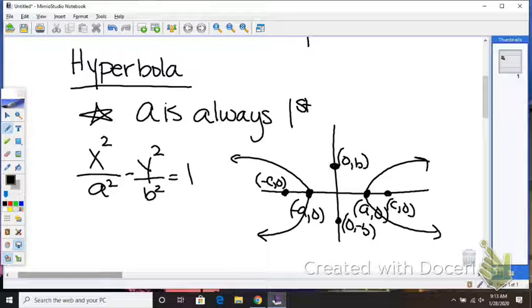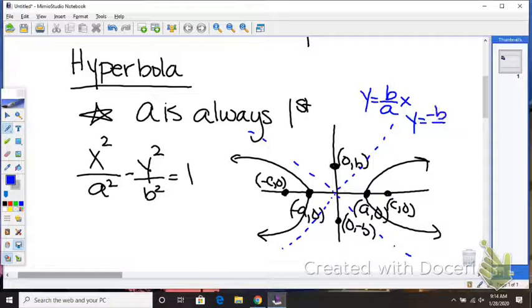I'm going to go ahead and give you something else that comes later, but I'm going to give it to you now, so you have it all together. You have these asymptotes that you can graph to guide how wide or how narrow your hyperbola is. When you have the horizontal one, it's y equals b over a x and y equals negative b over a x. So that's kind of important.